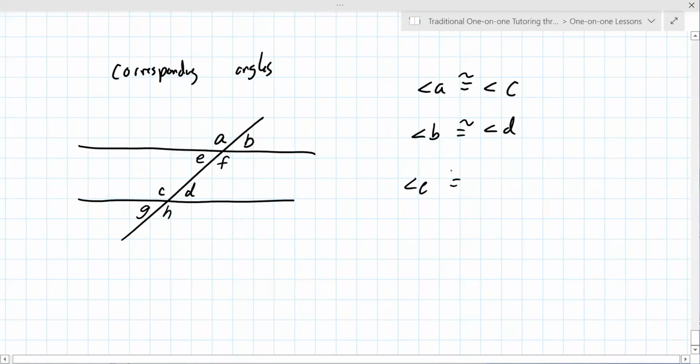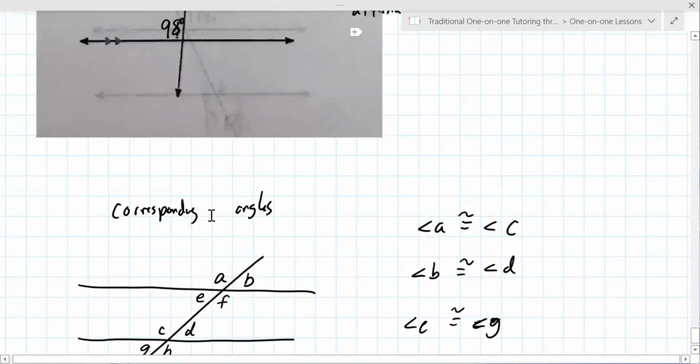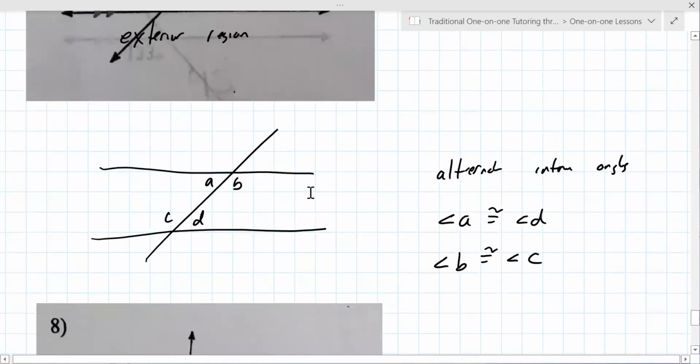Now we can add a couple more letters here: E and F, G and H. Angle E is congruent to angle G because it's in the same relative position. From the intersection point, it's lower left, and lower left. Similarly, angle F is congruent to angle H because it's lower right and lower right. So you have to remember all this. There's no way to get around it. Same thing with the alternate interior angles. You want to know that as well.